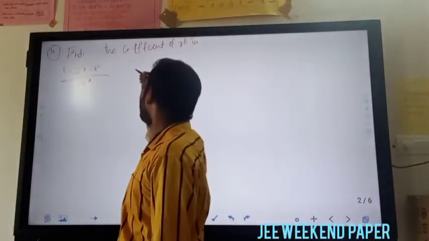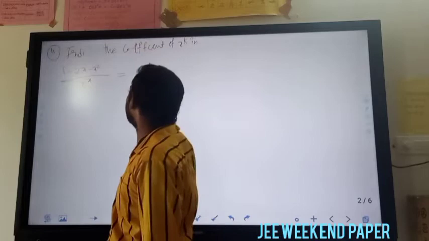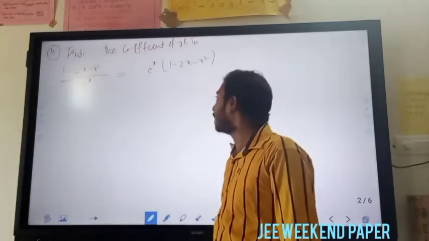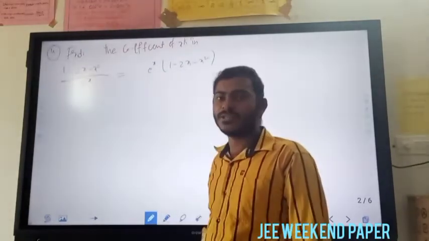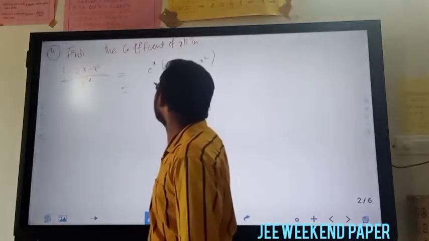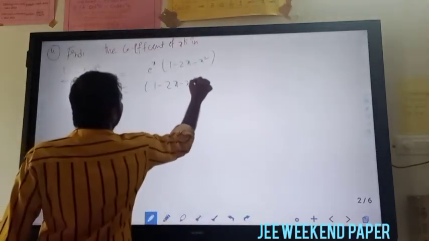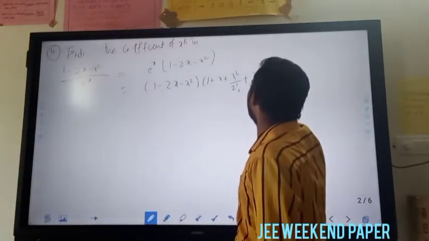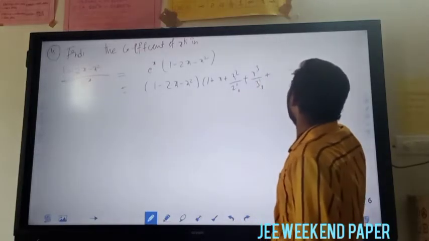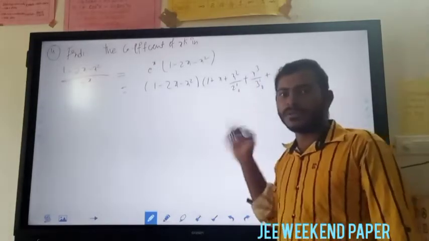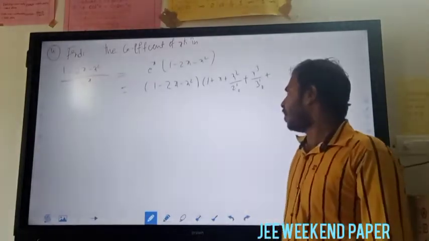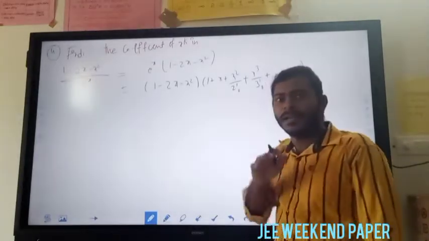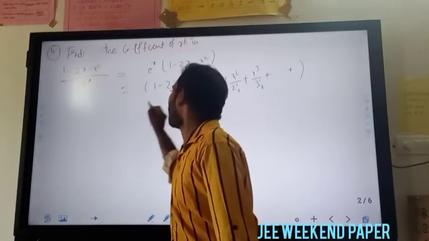Okay, now clearly e power minus x can be written as e power x into 1 minus 2x minus x square. Already we know the expansion of e power x, that is 1 plus x plus x square by 2 factorial, x cube by 3 factorial, and so on. So simply we write the expansion of e power x.